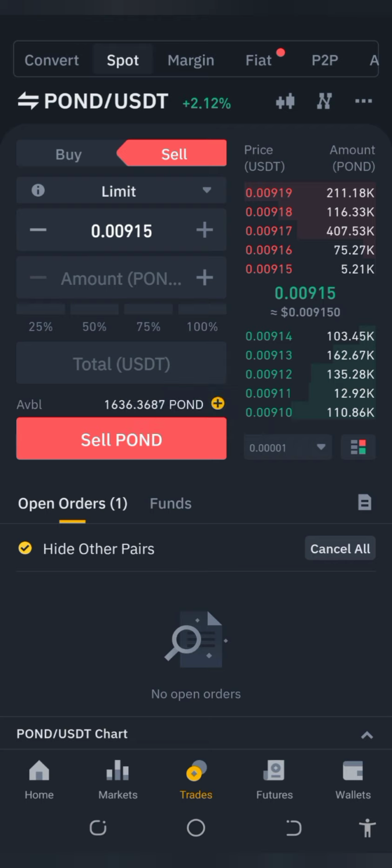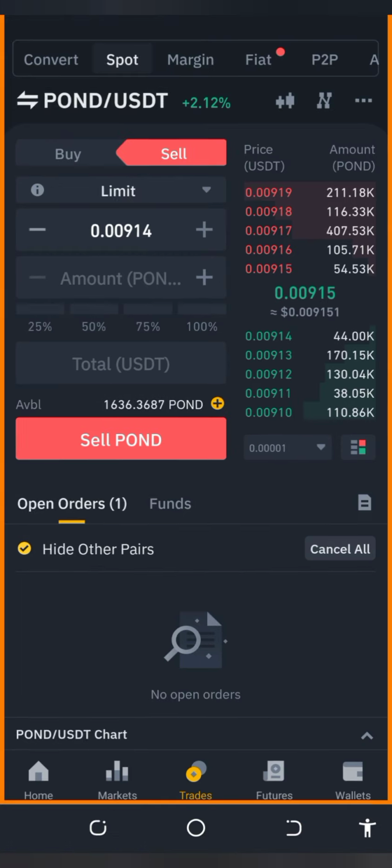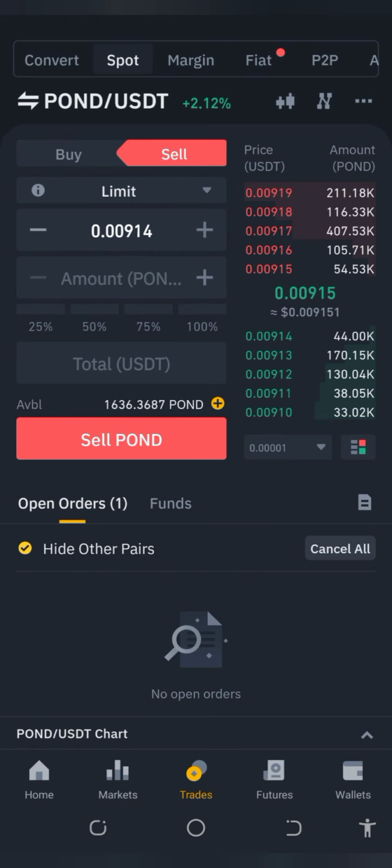Oh, but now if I want to get this sold, I need to do this one, which is lower, which is 0.00914. Do I want to do that? How much am I going to lose? I'm going to lose 2 cents. Ooh, do I want to go for this? Because if I click on the 0.00915, I'm going to get 2 cents more.